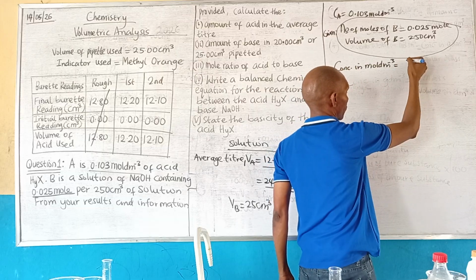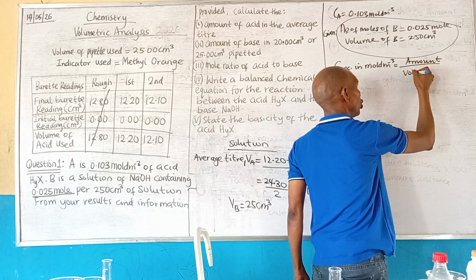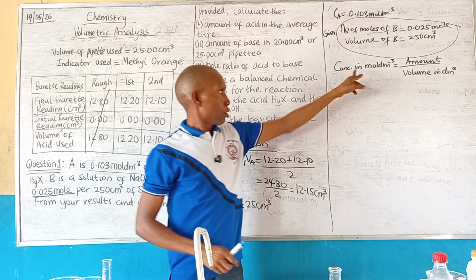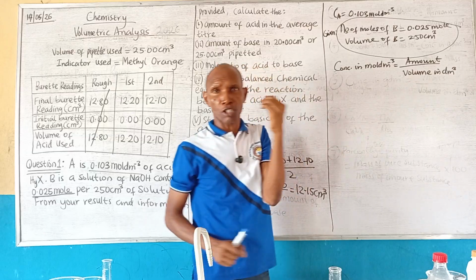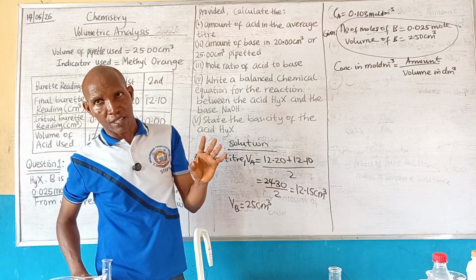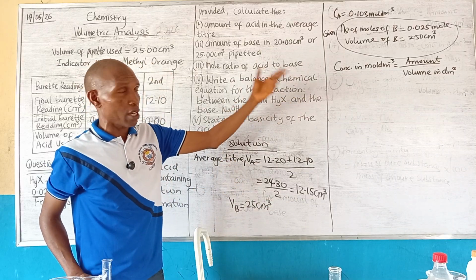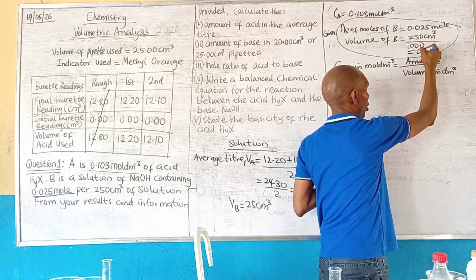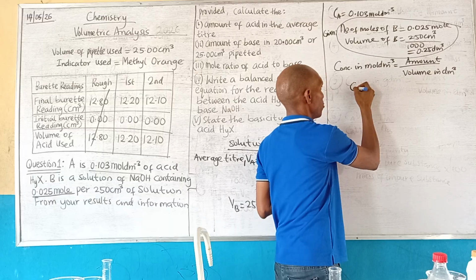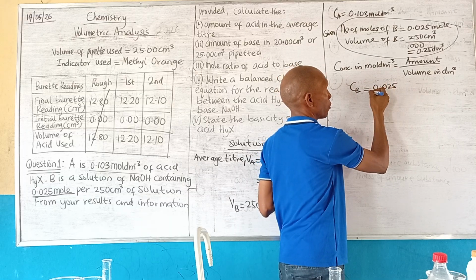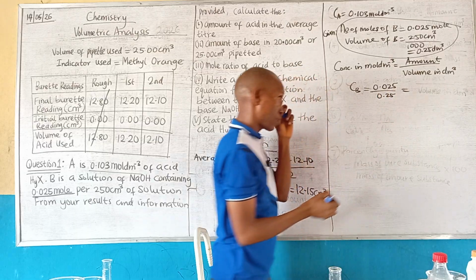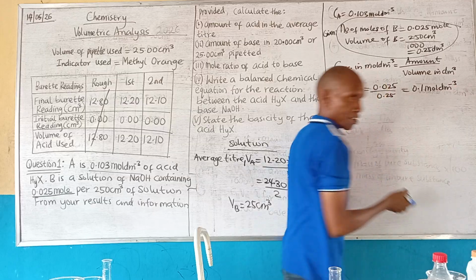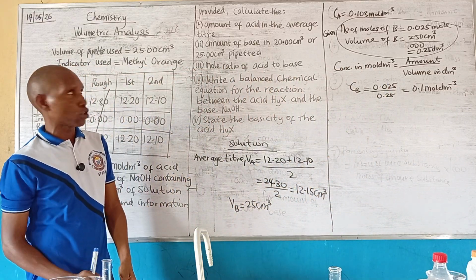Concentration in mole per dm cube is what? Amount over volume in dm cube. There are two ways you can get your concentration in mole per dm cube. You can use amount over volume in dm cube, or concentration in gram per dm cube over molar mass. But in this case, you cannot use the concentration in gram per dm cube because we don't have it. So that's why we're using this one. So now we have to divide this volume by 1000. So that is 0.25 dm cube. That means our CB is going to be 0.025 over 0.25. What do you have? We have 0.1 mole per dm cube. That's our CB.